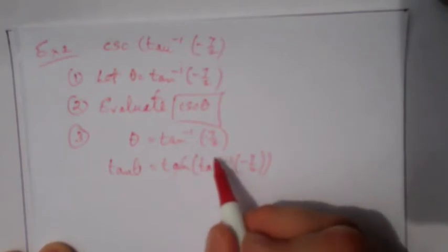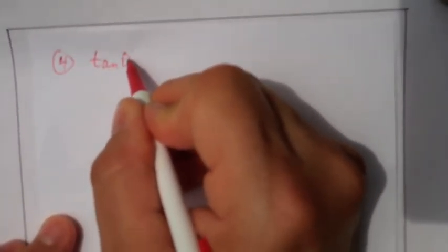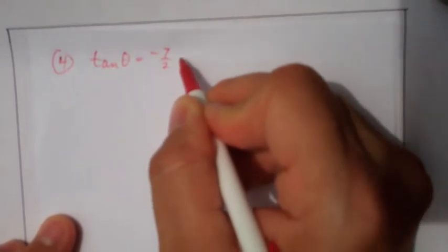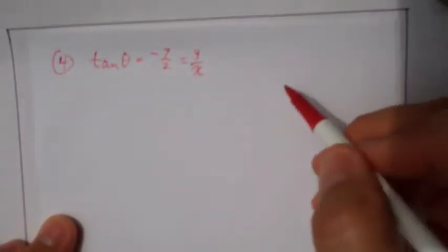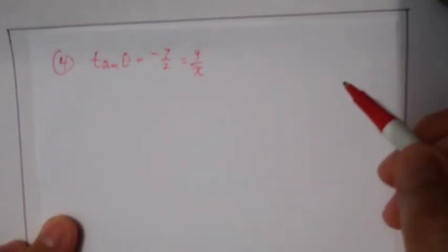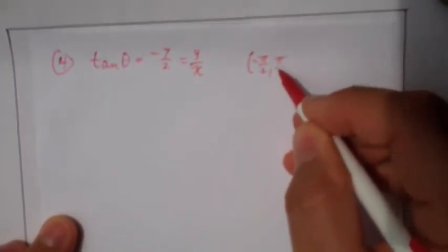And so essentially I have that tangent of theta is negative 7 halves. And this is what I'm going to use to create my reference triangle. So, step 4, creating my reference triangle. Given that tangent of theta is negative 7 halves, and I know that tangent is defined as y over x, and also don't forget that the tangent, the restricted domain, is from negative pi over 2 to pi over 2.